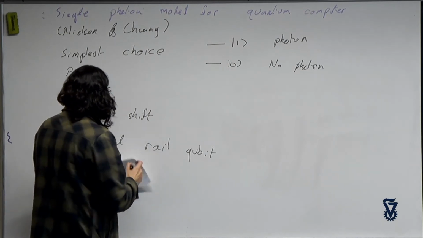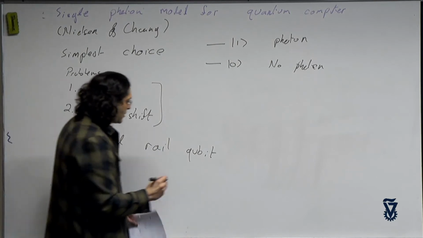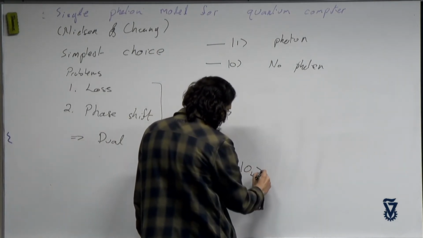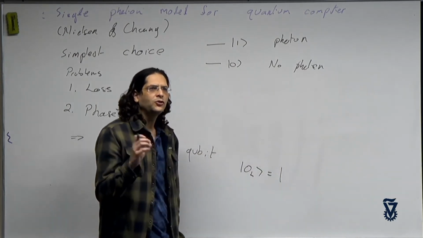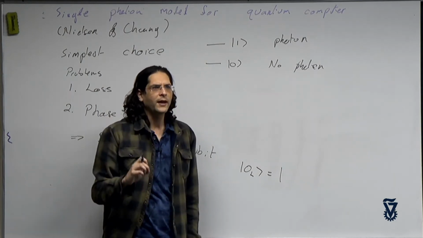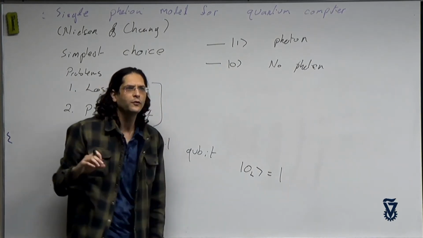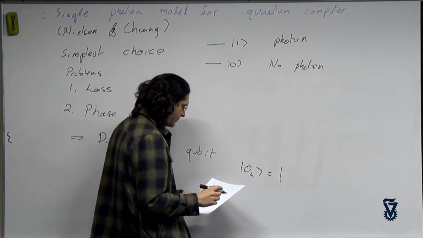And the dual rail qubit solved these two problems using the following encoding. So your 0 state is going to be encoded into 2 modes. You can think of 2 fibers or 2 modes inside the same fiber. Okay, but think of two fibers. It makes it maybe simpler to imagine the things that we're going to describe now.